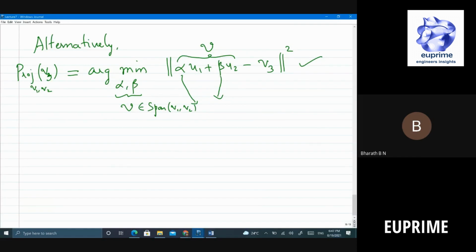So let's look at the use of this. Let's see what happens if I have, let's say, a simple 2 cross 2 matrix.